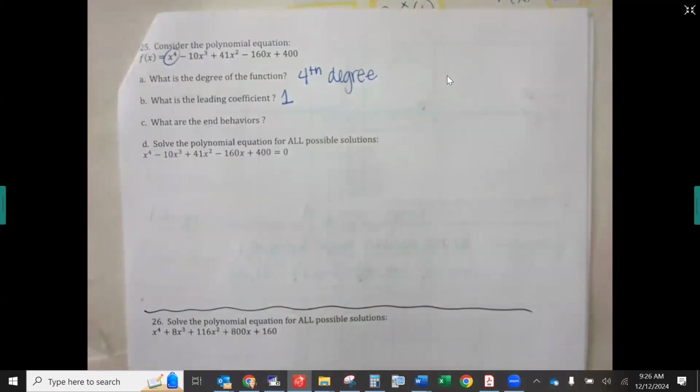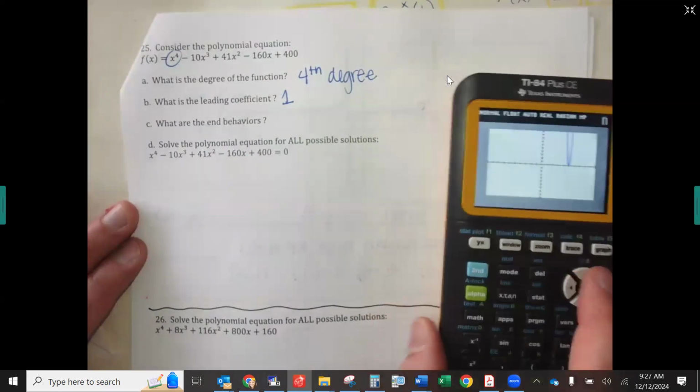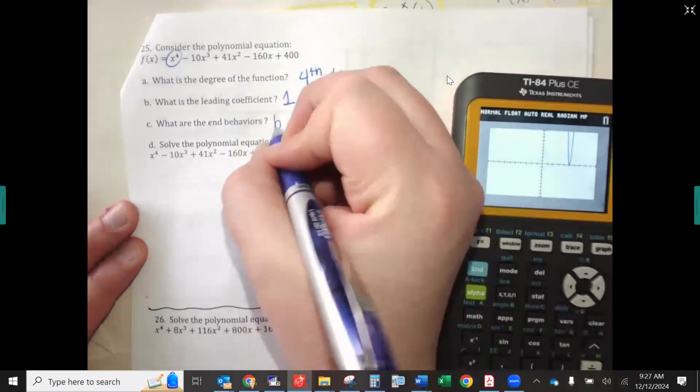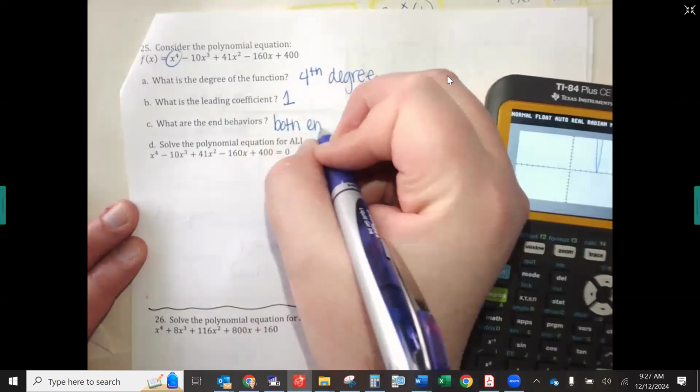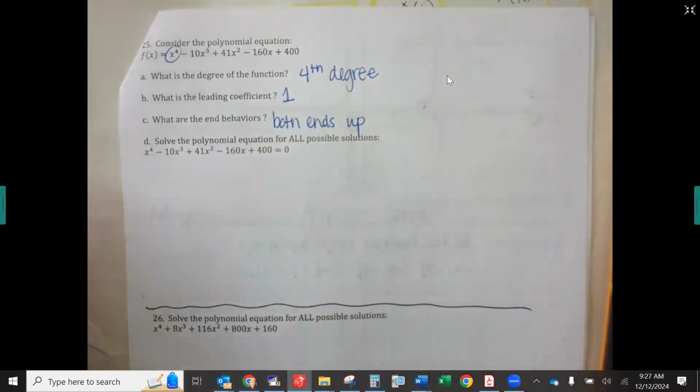Okay, then it says, what are the end behaviors? From our graph, we can see that both ends are going to point up. So both ends up. Now, you also could, if you like Desmos better, you'll get to use that on your exam as well. But for this question, the calculator's good enough.